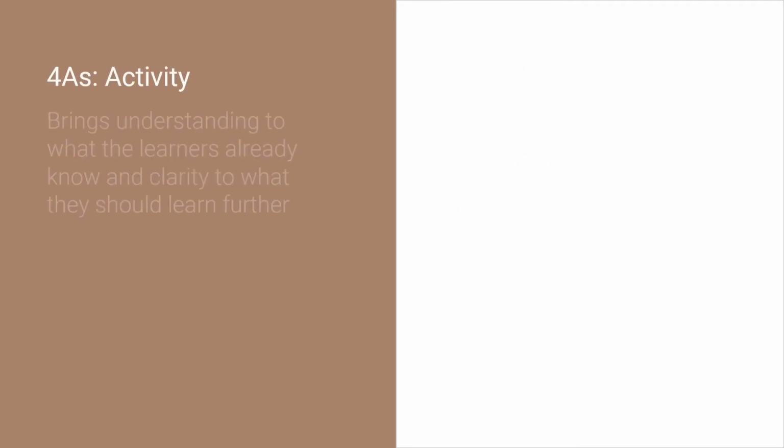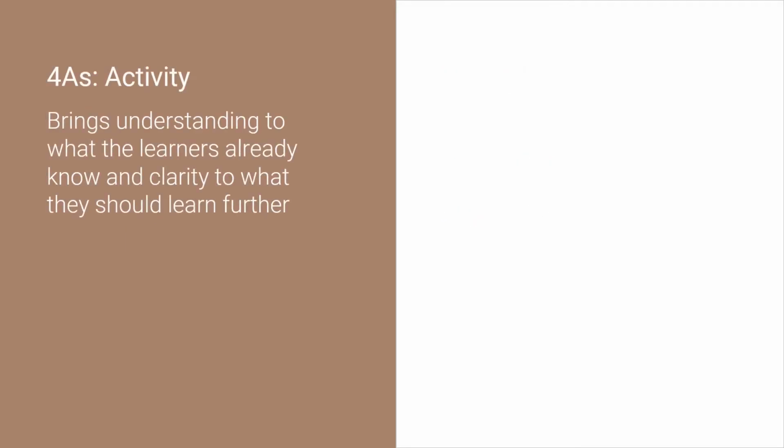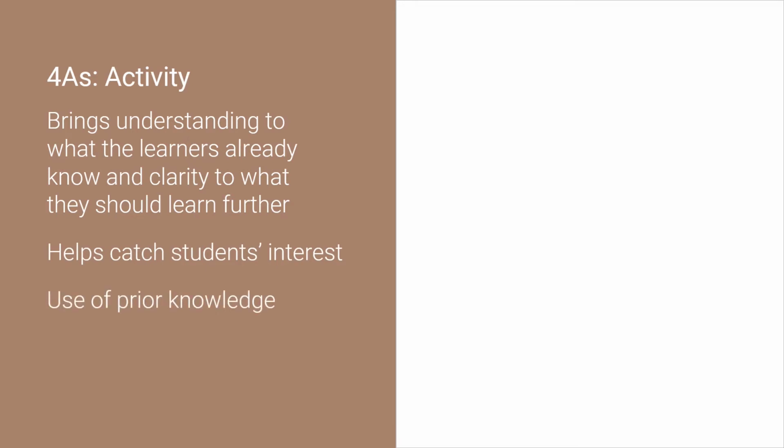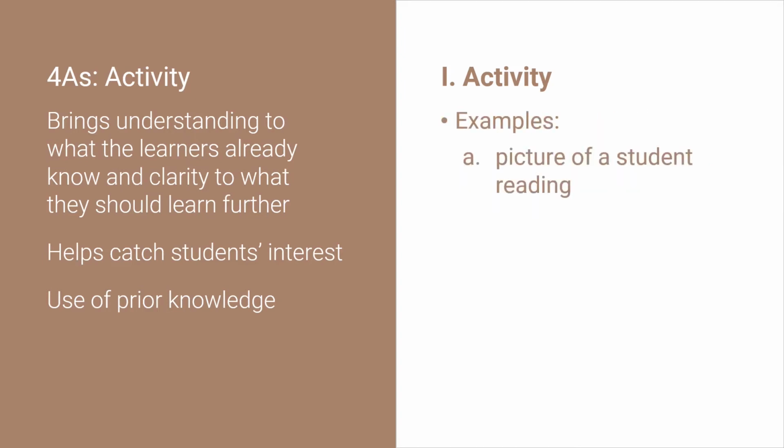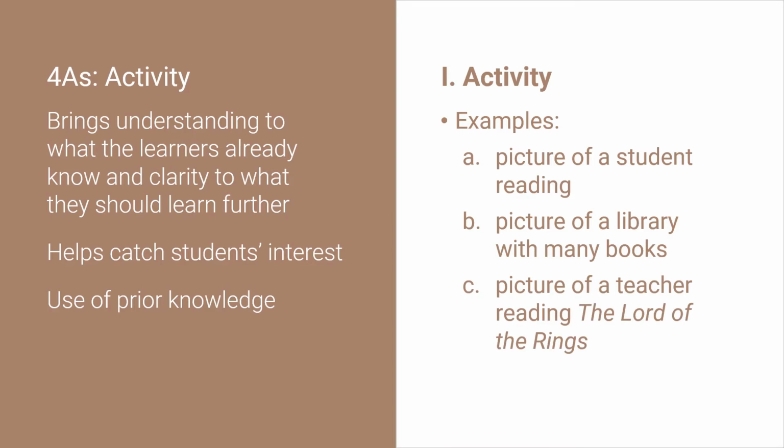Activity. This phase brings understanding to what the learners already know and clarity to what they should learn further. This helps catch students' interest. This is where the students use their prior knowledge to answer or participate in the activity presented. For example, shows pictures to the students and asks volunteers to construct sentences out of the given pictures. Examples: A. Picture of a student reading. B. Picture of a library with many books. C. Picture of a teacher reading The Lord of the Rings.